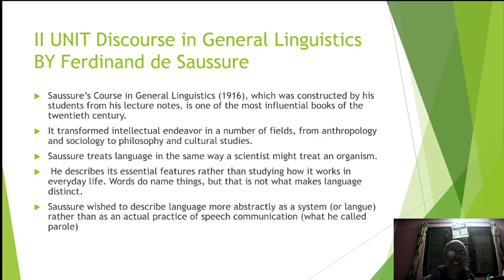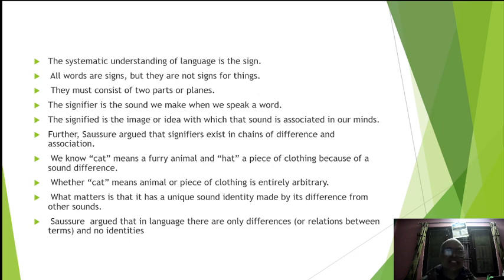He describes its essential features. Saussure describes the essential features of language rather than studying how it works in everyday life. Words do name things, but that is not what makes language distinct. Saussure wished to describe language more abstractly as a system, which is called langue, as I already told you, rather than as an actual practice of speech communication, which is called parole. He talks about langue and parole. The systematic understanding of language is the sign. All words are signs, but they are not signs for things. They must consist of two parts or planes.